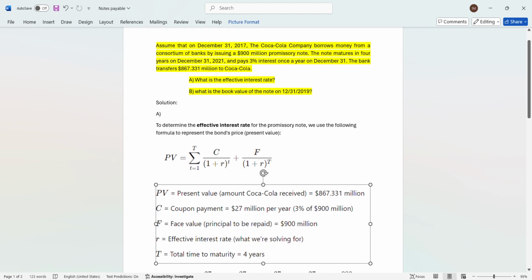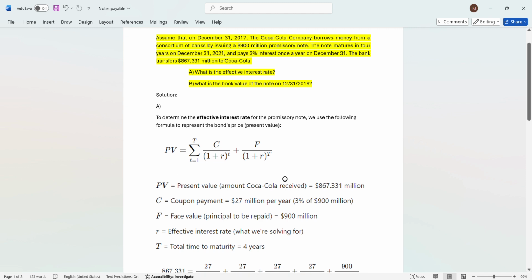The first step is to calculate the effective interest rate. For the effective interest rate, remember we solved it in our bond pricing. This is almost the same formula. We have the present value, the annual payment, and the face value, which was the principal amount. In our case, we have to find this R. In bond pricing, R was given, but now we have to calculate R, and all the other values are given in the question.